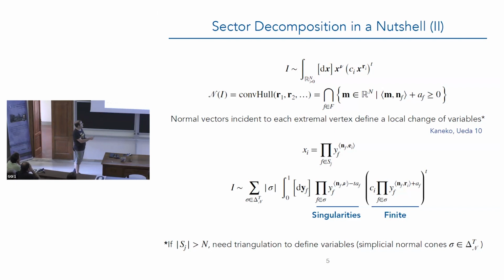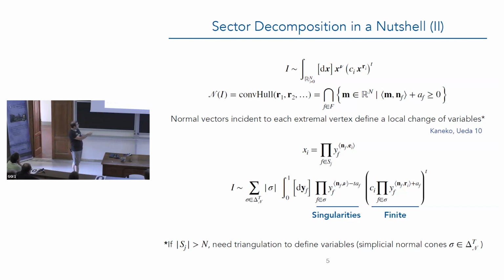So you can instead see it as the intersection of half spaces. And this will define the same polytope as defined by these vertices here. This is useful because the normal vectors incident to each extremal vertex define a local change of variables that will give us the singularities in a factorized form. This means that once we have the facet representation of our Newton polytope, there is some change of variables that just depends on the normal of these facets, NF. We make this change of variables, and we can rewrite our integral as having these singularities factorized out.